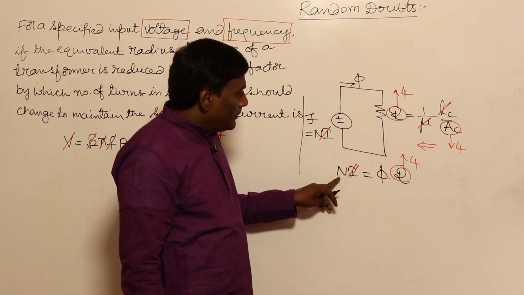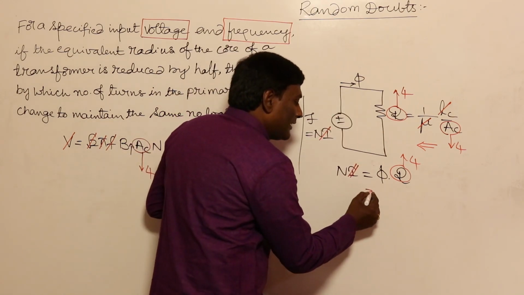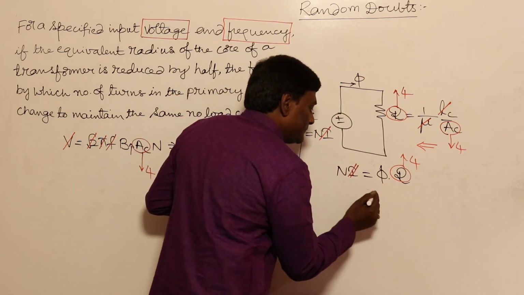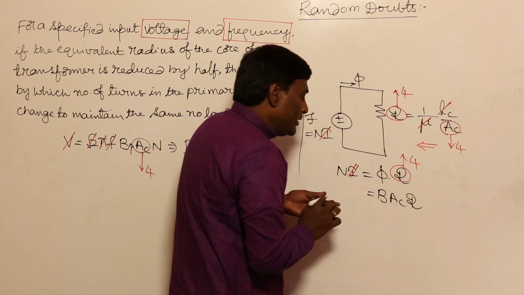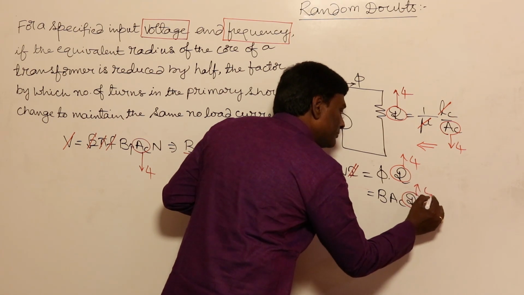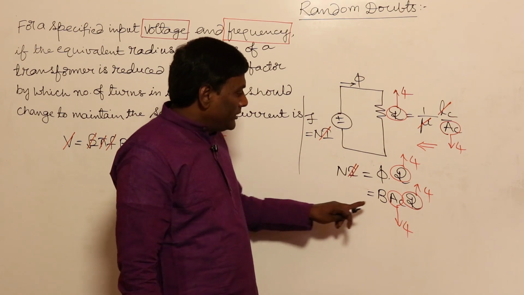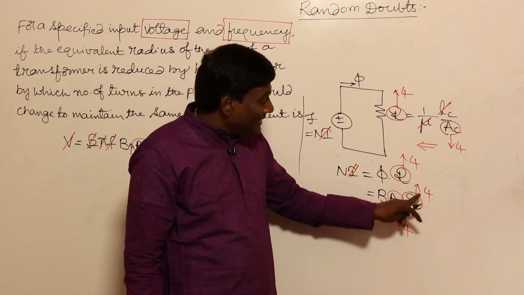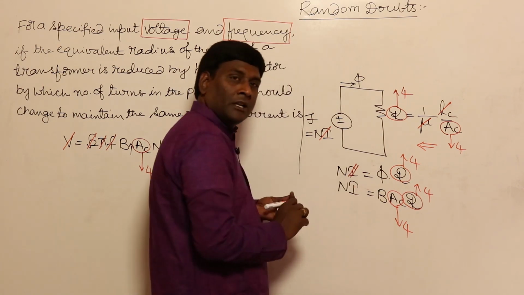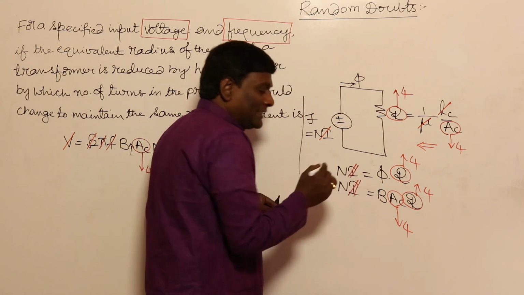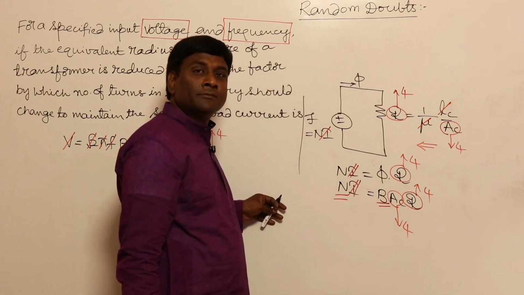So if reluctance is increased by 4 times, my flux is nothing but flux density into area of cross section of the core. Flux density into area of cross section of the core into reluctance. Now reluctance is increased by 4 times and the area of cross section of the core is reduced by 4 times, and the MMF is the number of turns multiplied by current. The current is anyway constant, he said. So in order to maintain B max constant, the number of turns should be constant.